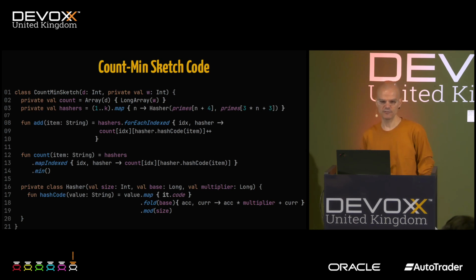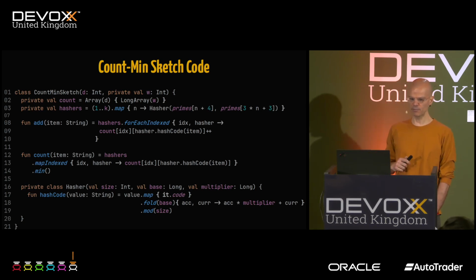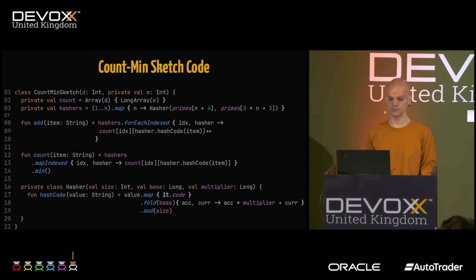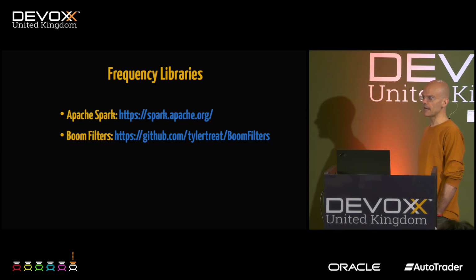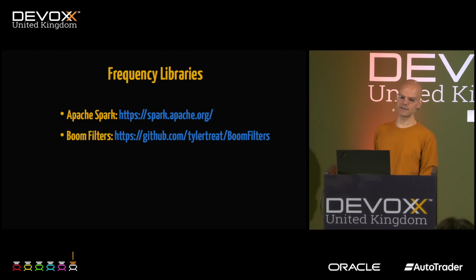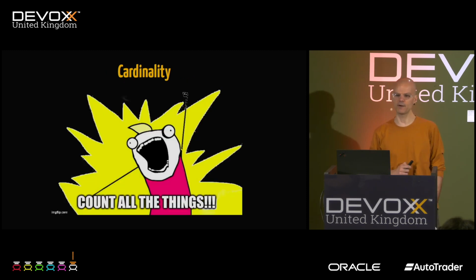And here you can find a very, very simple implementation of the count-min sketch code. It's really similar to the counting Bloom filter, because, of course, it's the same underlying idea. And we have some libraries that implement it. Here's the link for them.